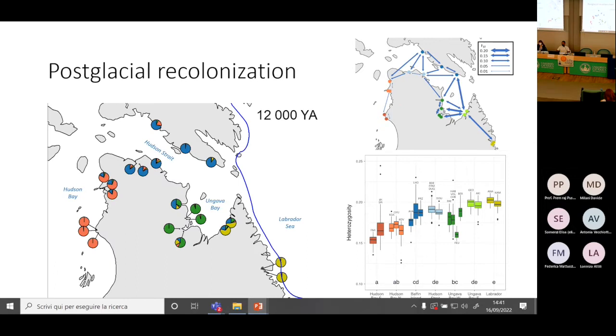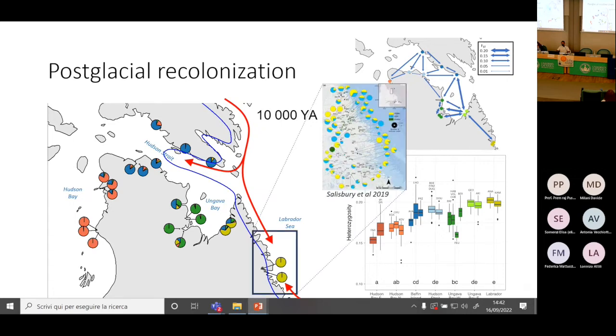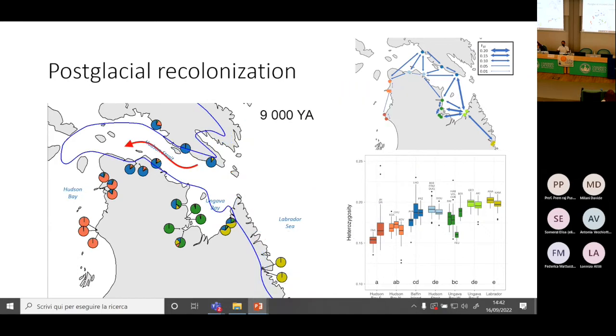So just to show you, you can see the blue line, which is the extent of ice 12,000 years ago, and progressively moving, and how we think it might explain the recolonization of the region by the chars that could have come both from the Arctic lineage and the Atlantic from the southeast, like I said earlier about the admixture of the lineages.